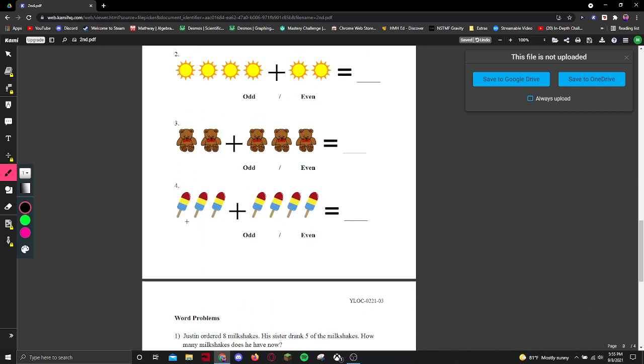The same applies to number 3. We have 1, 2 teddy bears. And we have 1, 2, 3 teddy bears. We would add these, so this would be 2 plus 3, which is equal to 5. And because we see that 5 is an odd number, we would circle odd. So that's how you would do this portion.